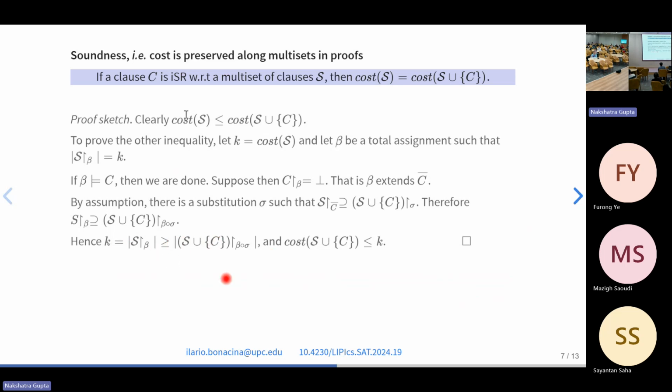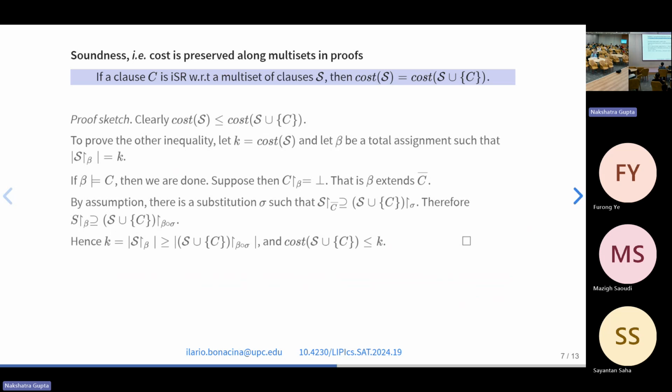If this was a unit propagation, then you could not infer this inequality. And so basically, yeah, that's it. This is why the redundancy works, and this gives an upper bound of K on the cost of S union C. Okay, so this is the soundness of the system.